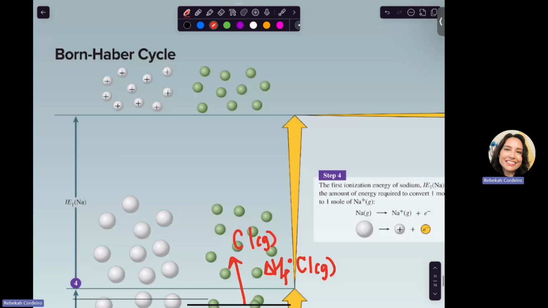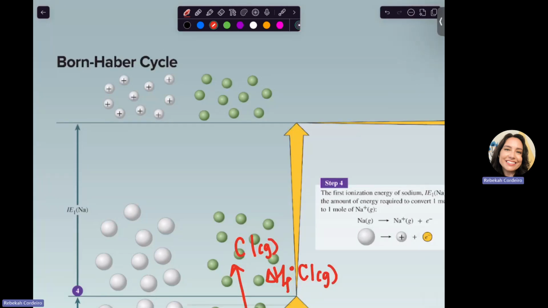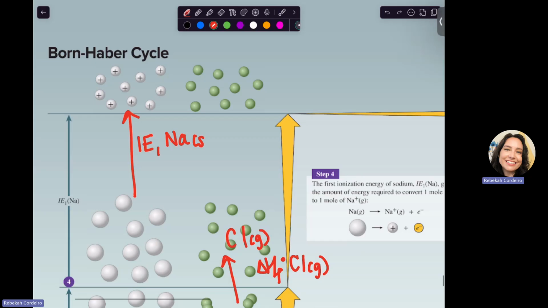Then we've got to turn them into ions, right? So let's do one at a time. This is going to be the ionization energy, and I'm going to say IE1. That's the first ionization energy for sodium. It's a gas right now. So ionization energy is always you start in gas form. So this is sodium turning into sodium ions, and we lose an electron there, right? Because we want to become a positive ion or a cation.